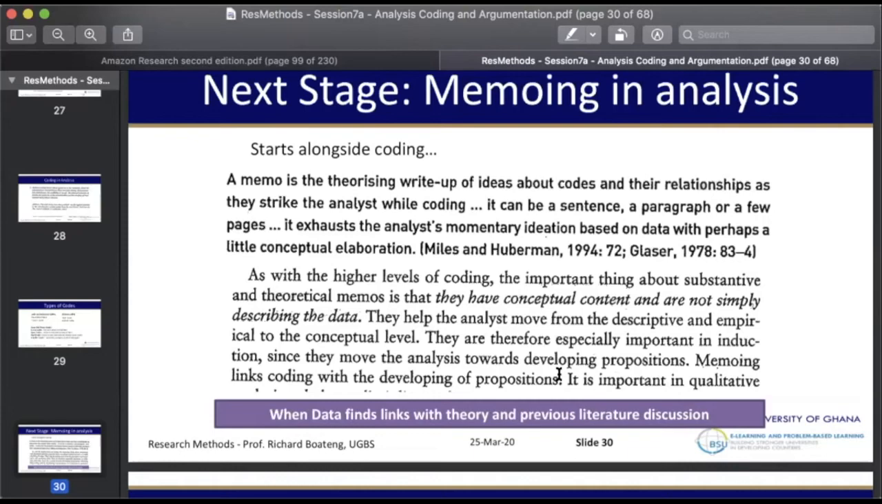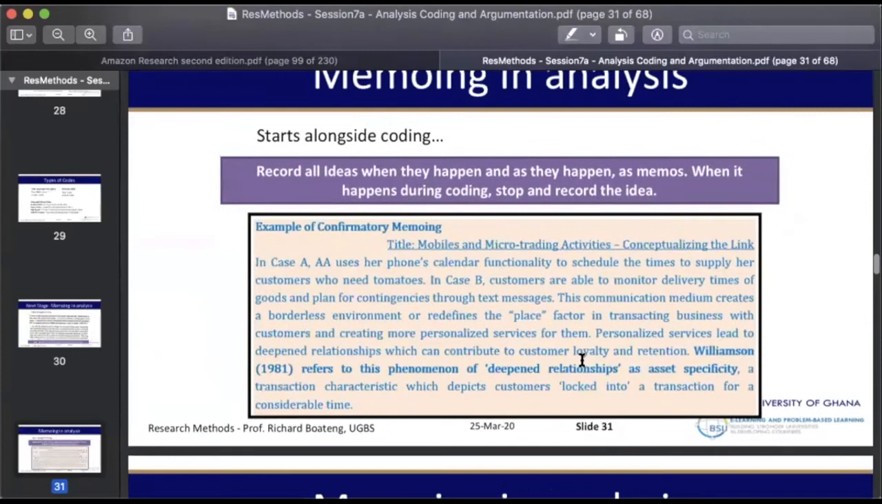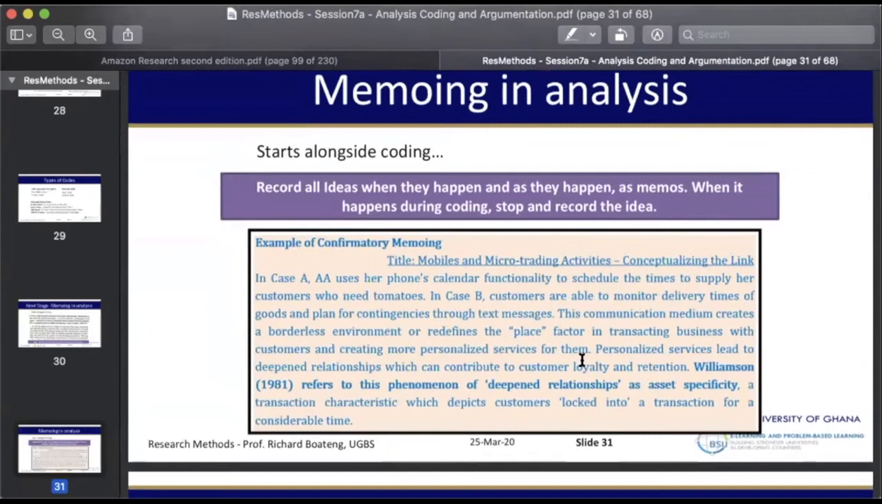Now, when it is confirming what you have read earlier, we call it confirmatory memo, or confirmatory links between the data and the literature. So when you record all your things as they appear and as they happen as memos, when it happens during coding, stop and record the idea.